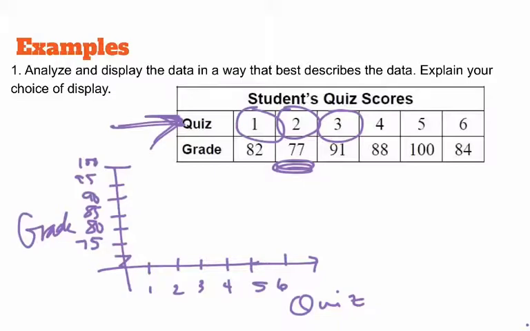So for quiz 1, they get an 82. For quiz 2, they get a 77. Ooh, that dropped a little bit. Quiz 3, whoa, 91. Quiz 4, 88. Quiz 5, 100. And quiz 6, an 84.